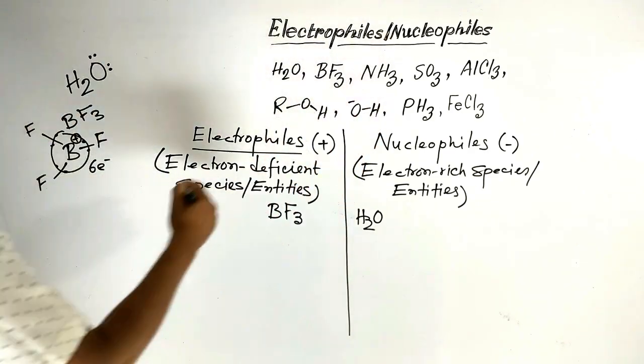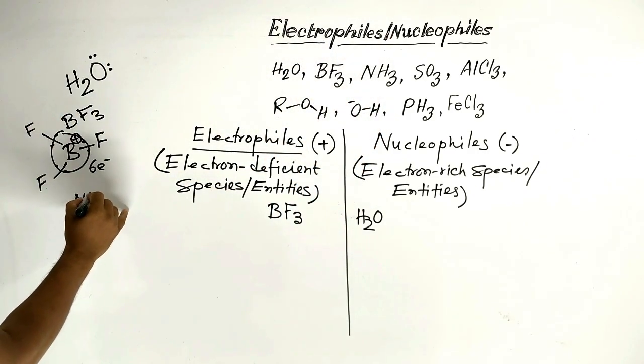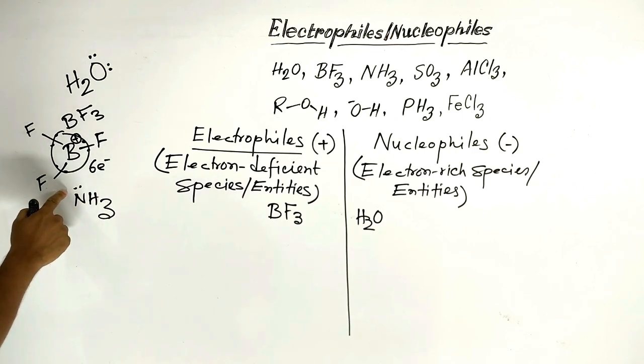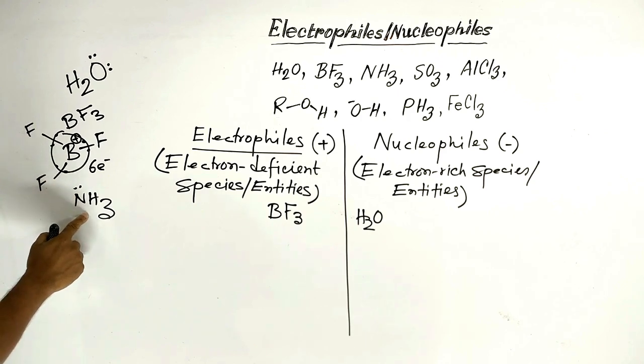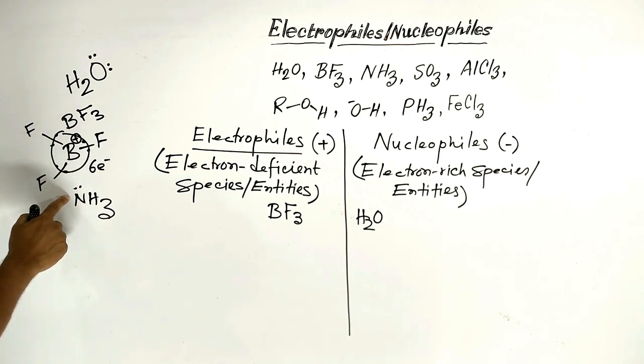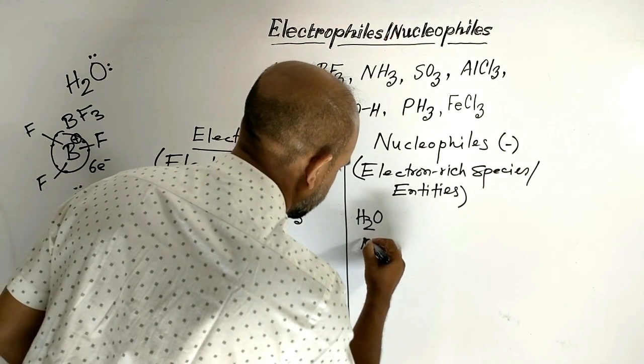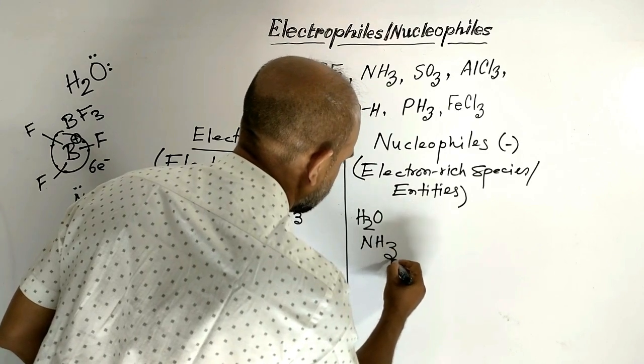Now, ammonia. Nitrogen of ammonia carries one free pair of electrons. So this is an electron rich entity. So ammonia is a kind of nucleophile.